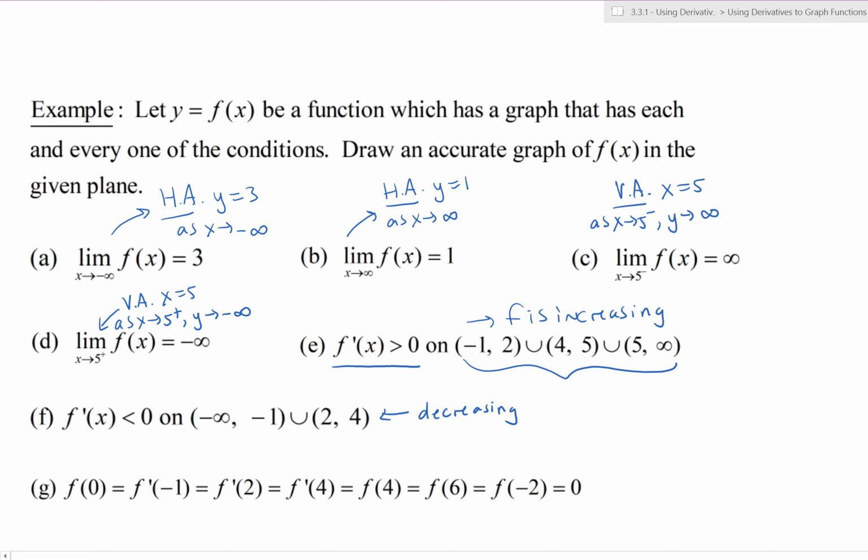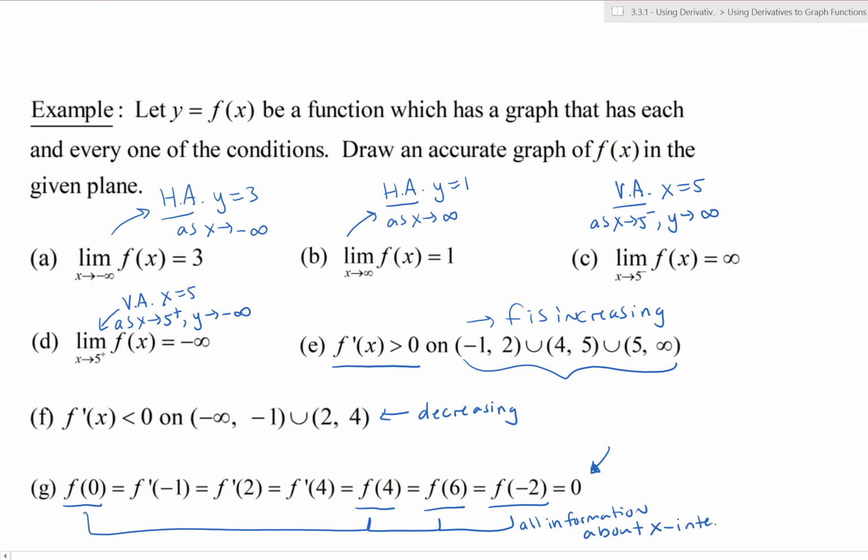Now in statement G, there's a whole bunch of values. The value of the function at 0, the value of the function at 4, the value of the function at 6, and the value of the function at negative 2. These 4 locations are all equal to 0 here. So in fact, that's information given to us about the horizontal intercepts, in this case, the x-intercepts, or horizontal intercepts in general, right?